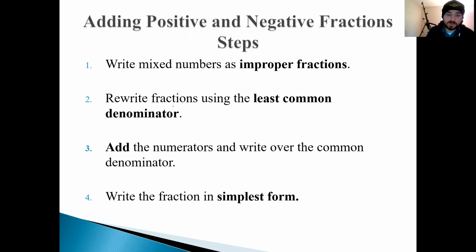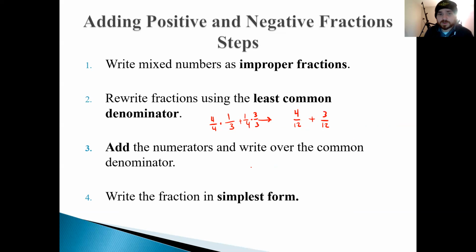Step 2 is to rewrite fractions using the least common denominator. So if we have 1/3 plus 1/4, we need to rewrite these as 12ths because that is the least common denominator of those 2. To do that, we multiply by some number over some number. So you figure out whatever you need to multiply the denominator by, and then multiply the top by the same thing. So we get 4/12 and 3/12.